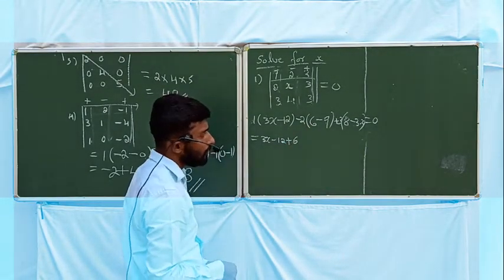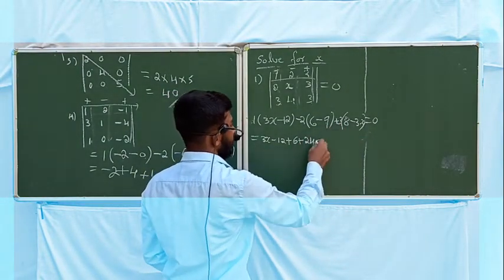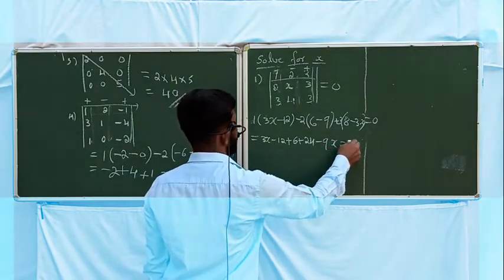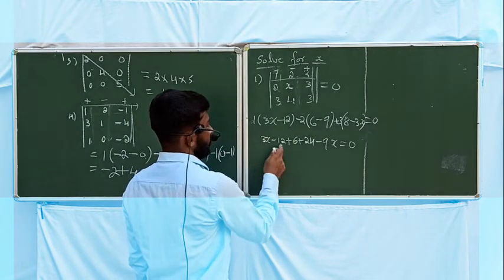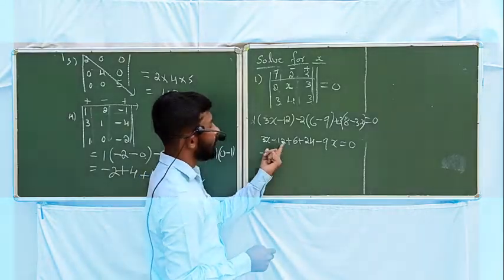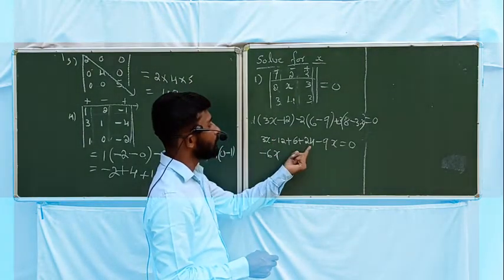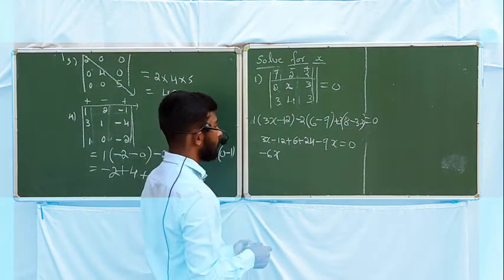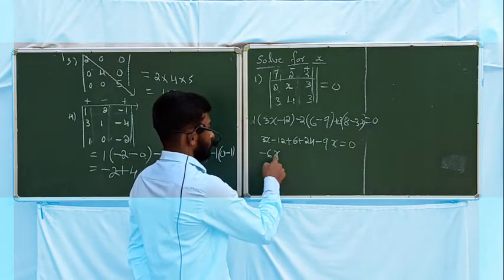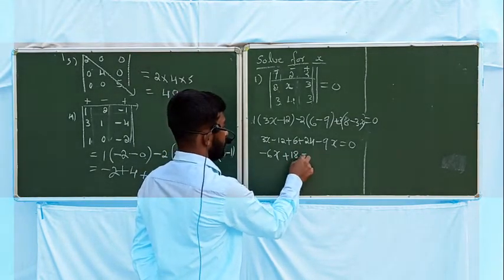Next, 8 3s are 24, okay, 3 3s are 9, but minus is there, so it's equal to minus 9x equal to 0. The next step, see here, 3x minus 9x, minus 6x, minus 12 plus 6, it's equal to minus 6. Okay, minus 6 plus 24, it's equal to plus 18 is equal to 0.